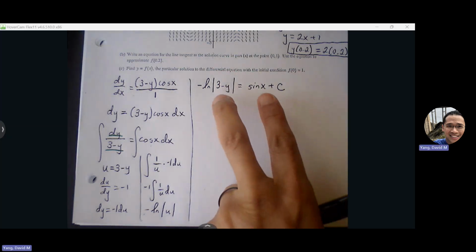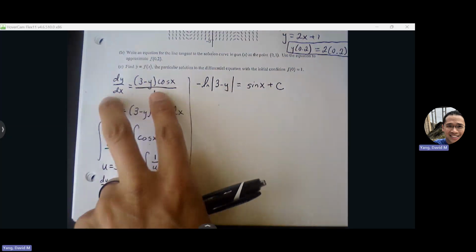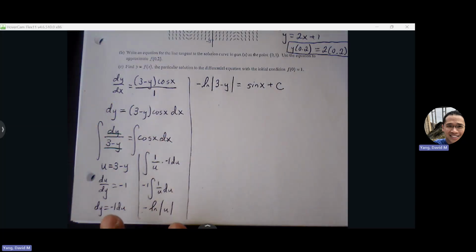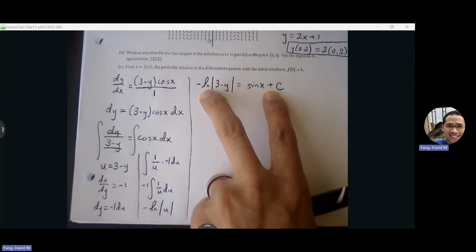All right, so if we're here, then we've earned a good chunk of our points because we separated the variables. We've taken care of all the calculus process. There's only 2 things left to do. We got to solve for y. We got to solve for c.